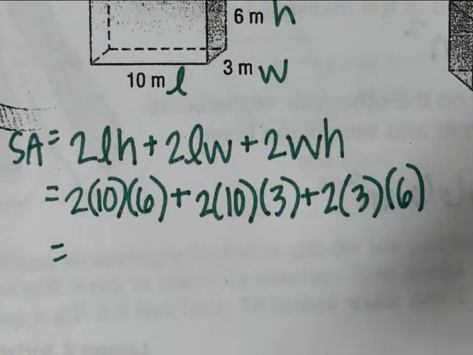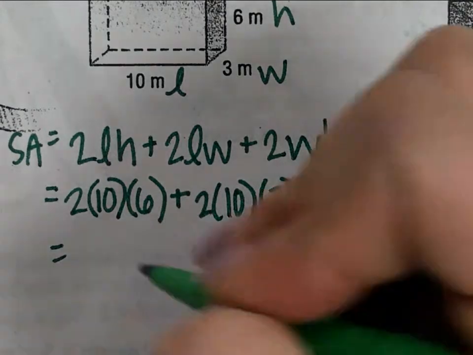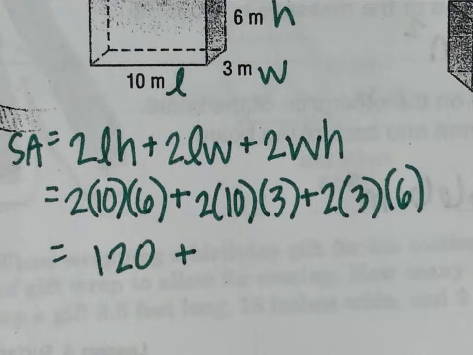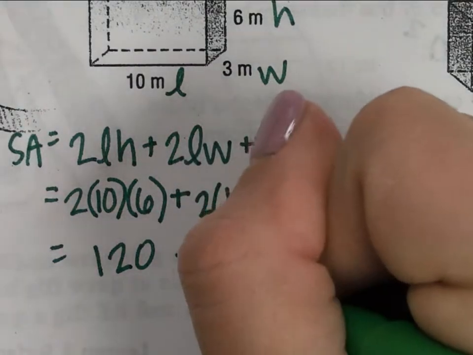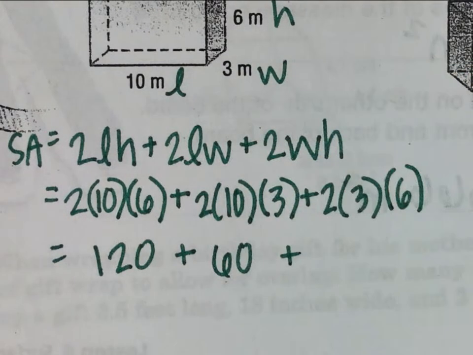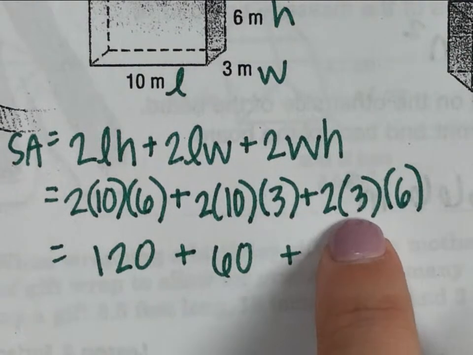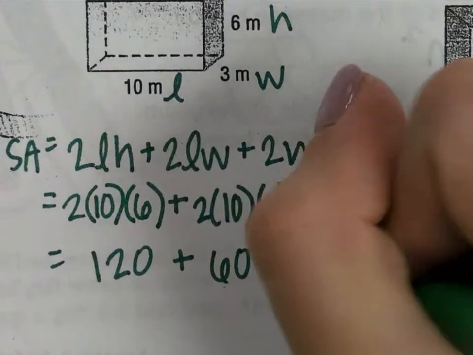So what's 2 times 10 times 6? 120. Plus 2 times 10 times 3? 60. And 2 times 3 times 6? 36. 2 times 3 would be 6, so 6 times 6, 36, right?